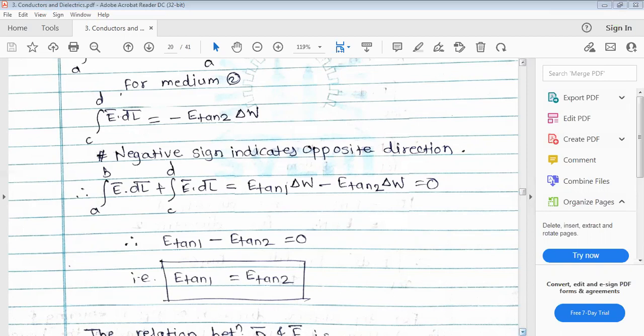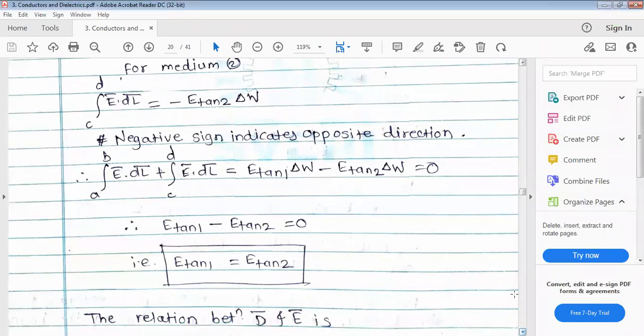Now, here we obtained the equations for E bar only. We find the tangential component, right, of this electric field intensity E. Similarly, we can find the tangential component of D also, that is electric flux density. Okay. Now, how to find this?